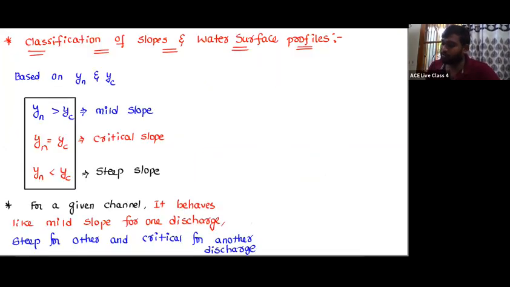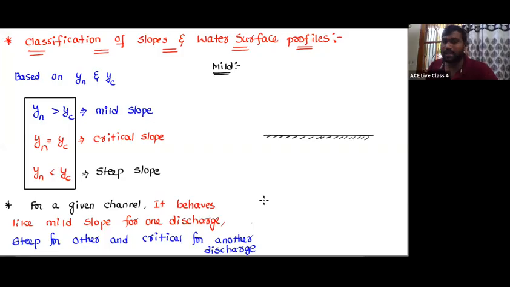Okay. So now, based upon this, let's see what is the mild slope and what is the steep slope. Let's go with the mild slope first. Now, what is a mild slope, sir? Mild slope means the bed slope is very less.